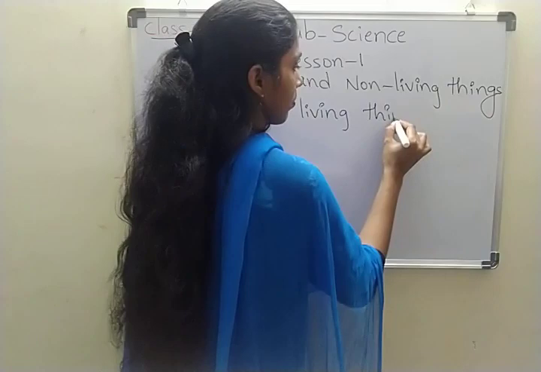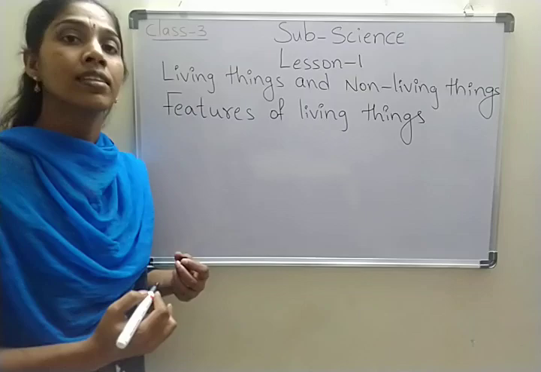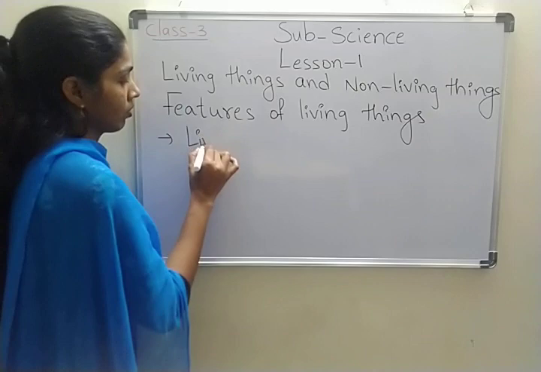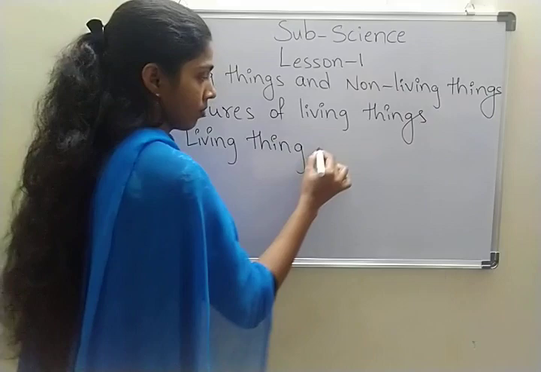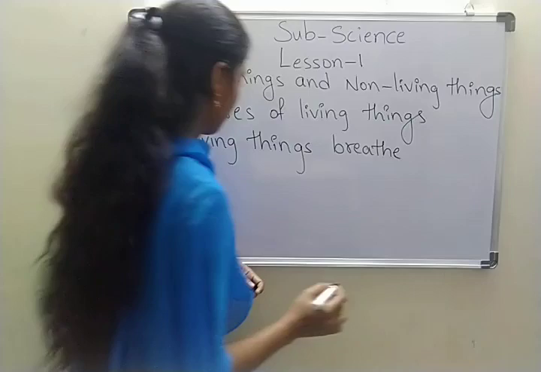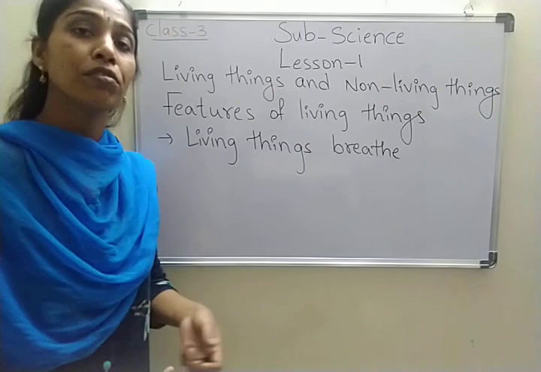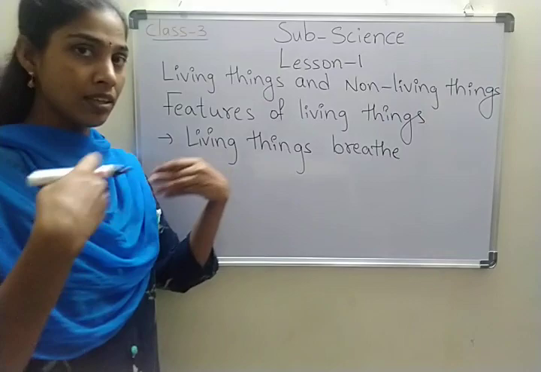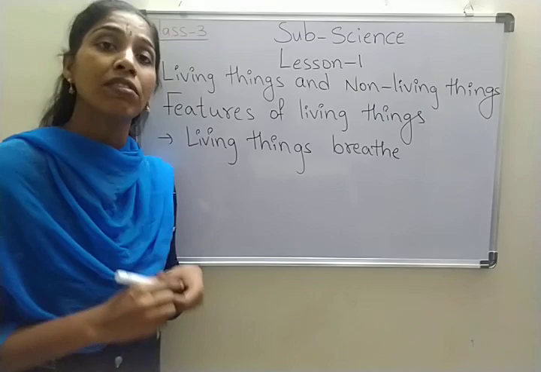Children, all living things breathe. All living things need air to breathe. We breathe in air through our nose. We breathe in oxygen and we breathe out carbon dioxide. So different living things have different organs to breathe. Now let us see.